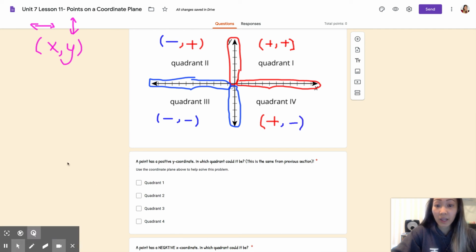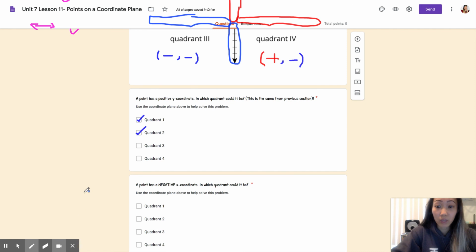So let's go back. A point has positive y coordinates. Which quadrant would it be in? I know that y is going to be the second one. So I'm going to look for pluses because it's positive for the second coordinate. This is a negative, so not quadrant 3. This is a negative, so not quadrant 4. This is positive, so quadrant 1. This is also positive, so quadrant 2. So my answer would be quadrant 1 and quadrant 2.